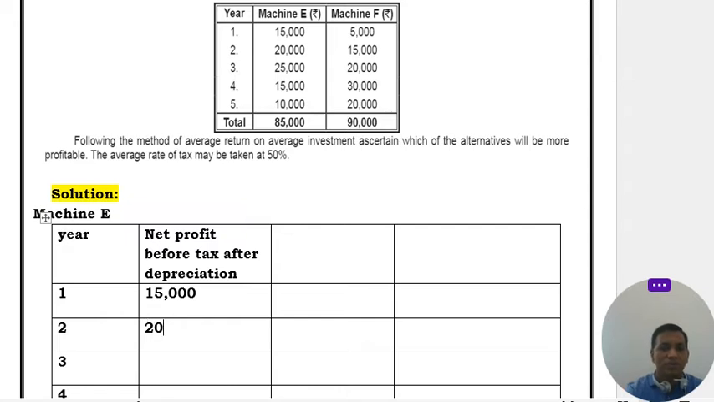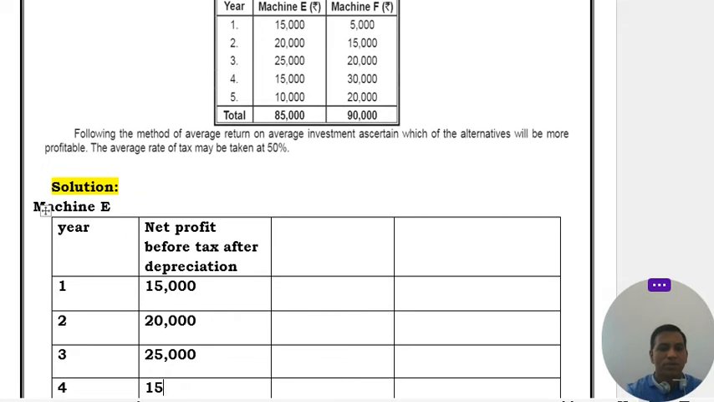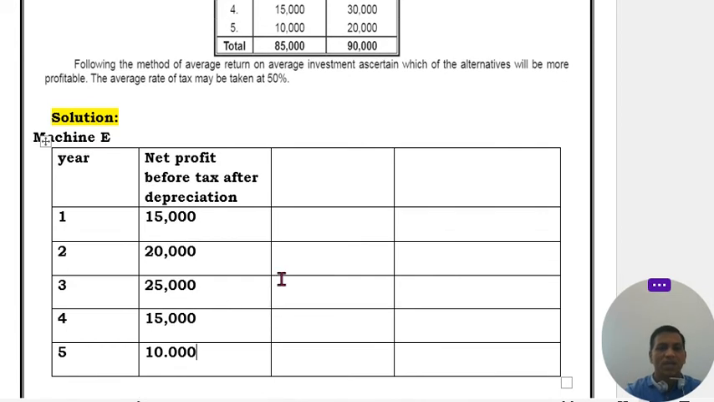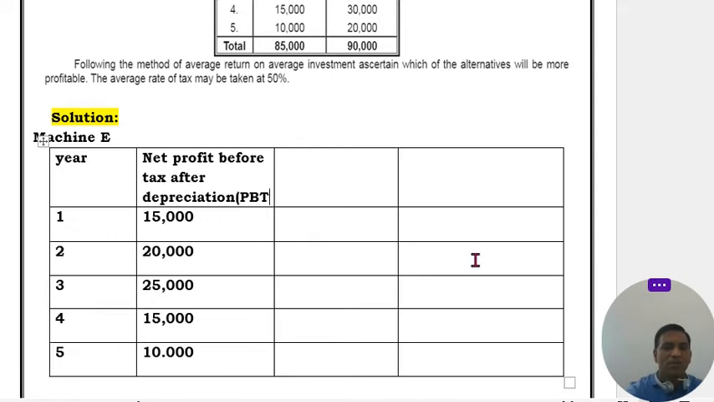15,000, 20,000, 25,000. I'm calculating for mission E, dear. 25,000, 15,000, 10,000. So this is the net profit before tax after depreciation. It is nothing but what we can call profit before tax.